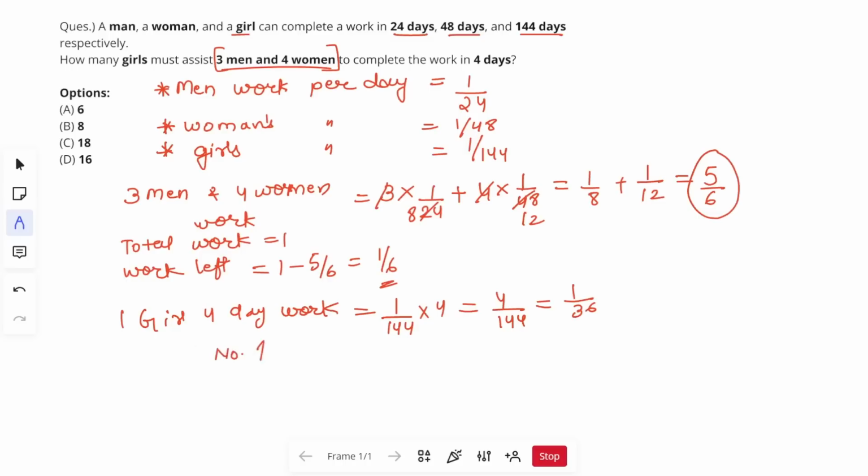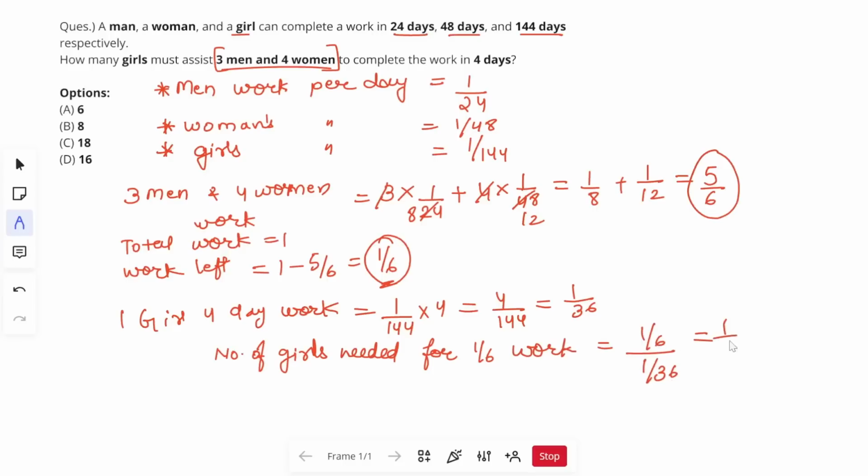Why 1 by 6? Because 1 by 6 is the only work left. Number of girls needed for 1 by 6 work will be 1 by 6, that is the total work left, divided by the work done by one girl. So when you solve this, 1 by 6 into 36 by 1, it is going to be 6. So you will need 6 girls who can complete the work in 4 days.